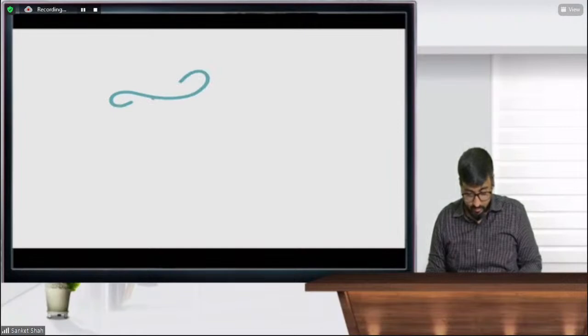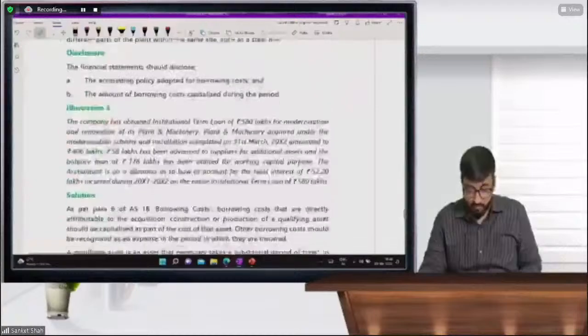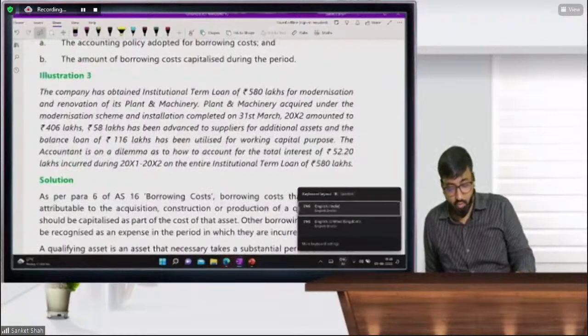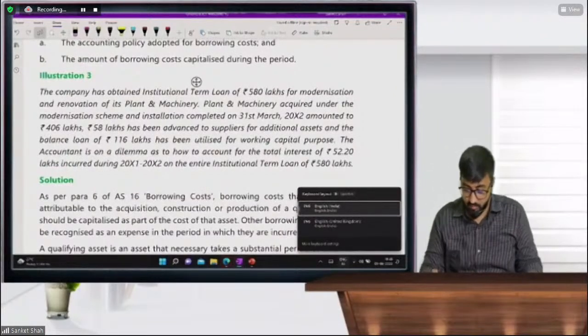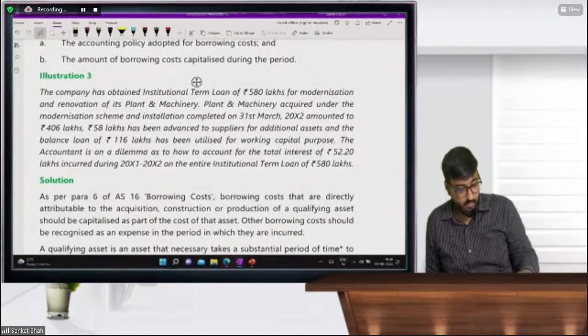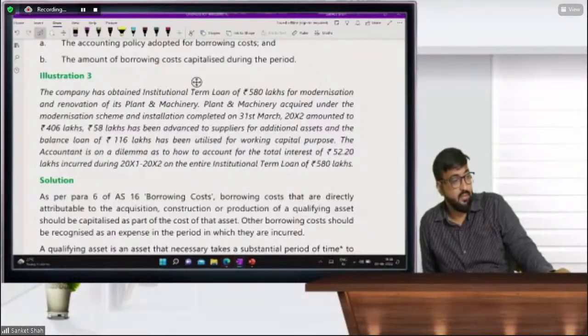Yes, let's go. So we are going to solve some questions. Illustration number 3. Let's go fast. Tell me the answer. Easy. We are going to solve some illustrations. 16 is very simple. Today we are going to start with some accounting standard part. We will start 10 also, if time permits. Don't worry.